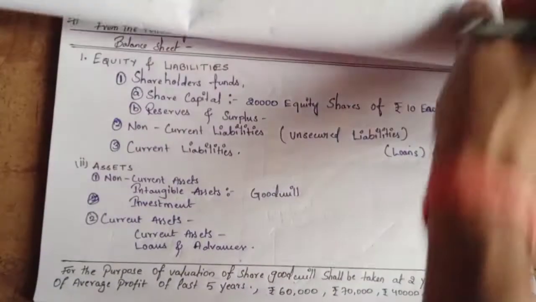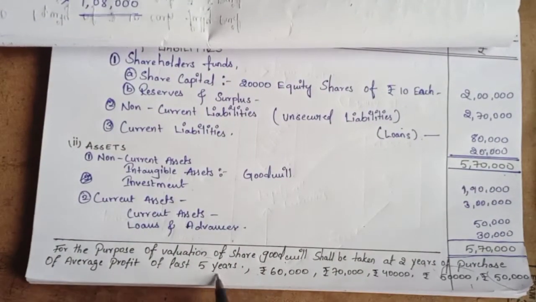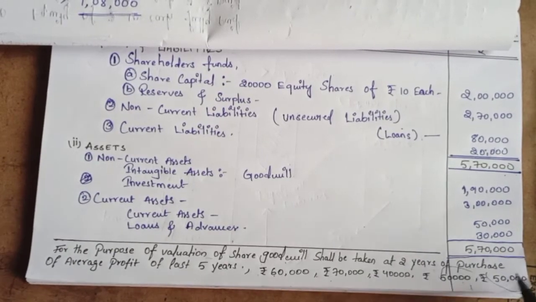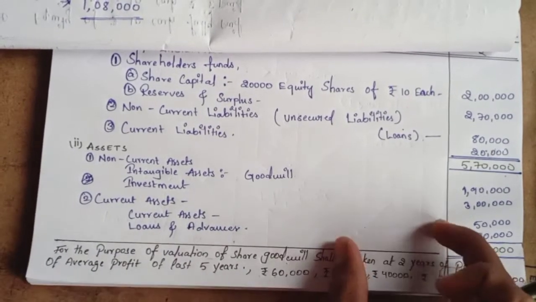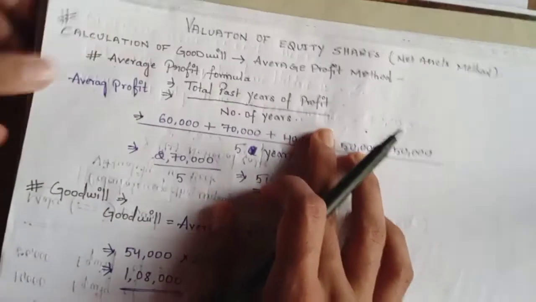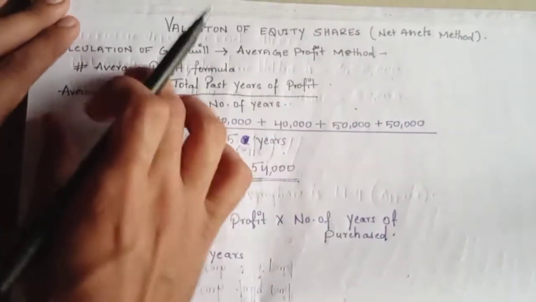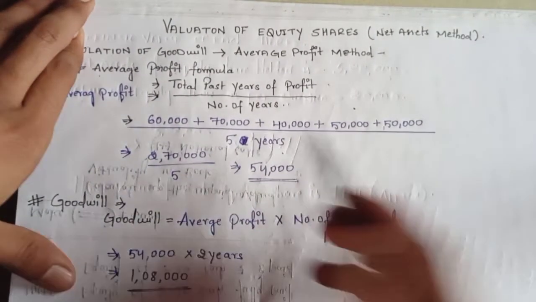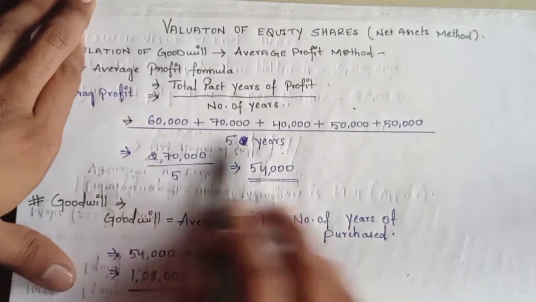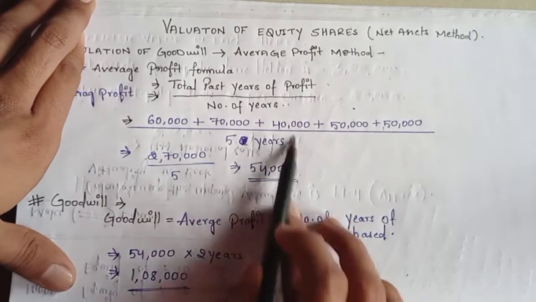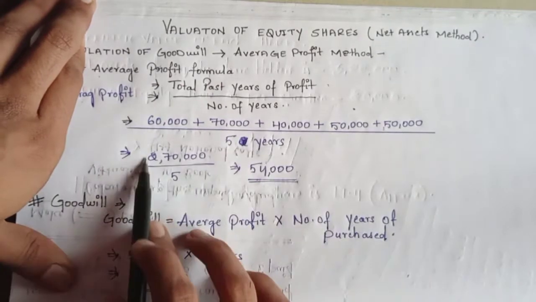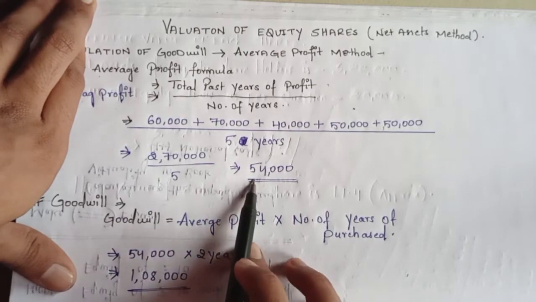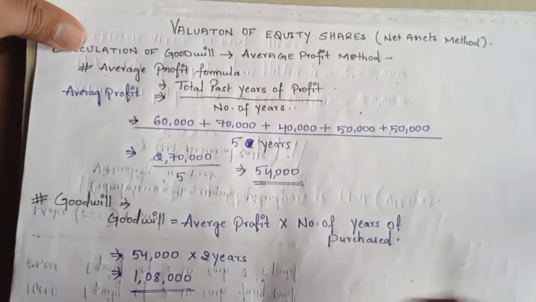As per our question, the profits of the past 5 years are given: 60,000, 70,000, 40,000, 50,000 and 50,000. We have to take all of these to find the average profit. We add them up and divide by the number of years, that is 5 years. After adding, we get 2,70,000. We divide it by 5 and we get 54,000 as the average profit.